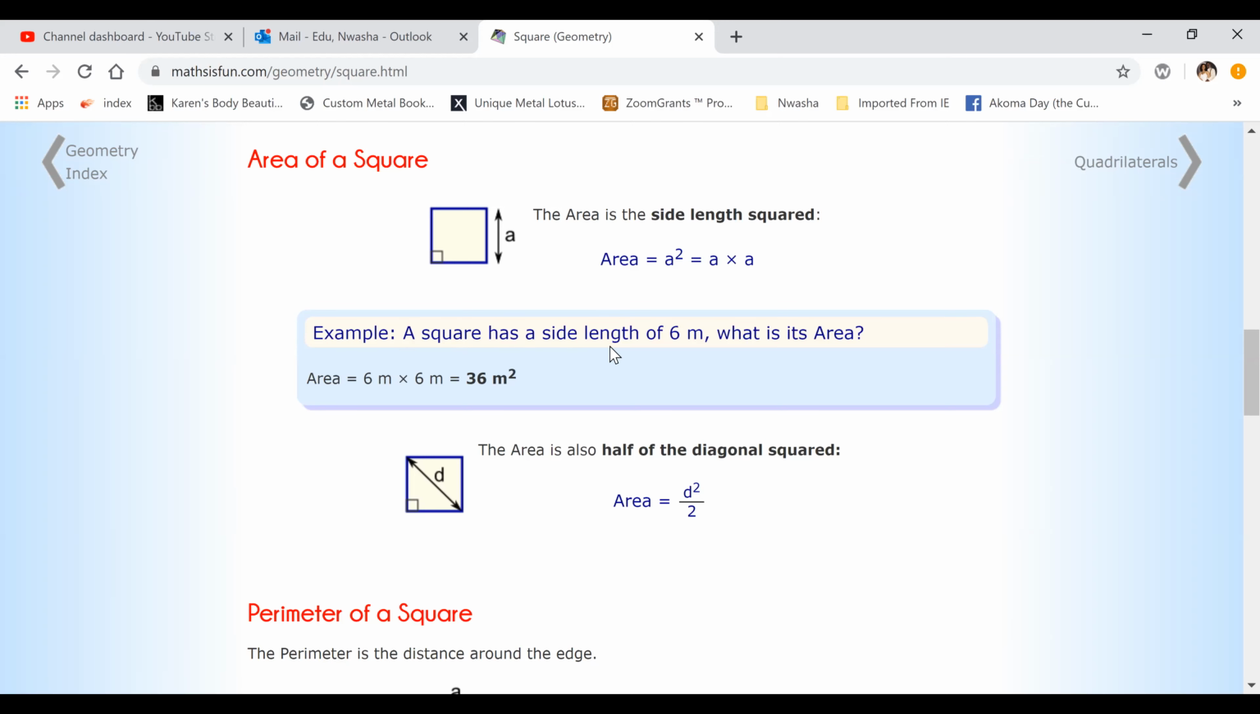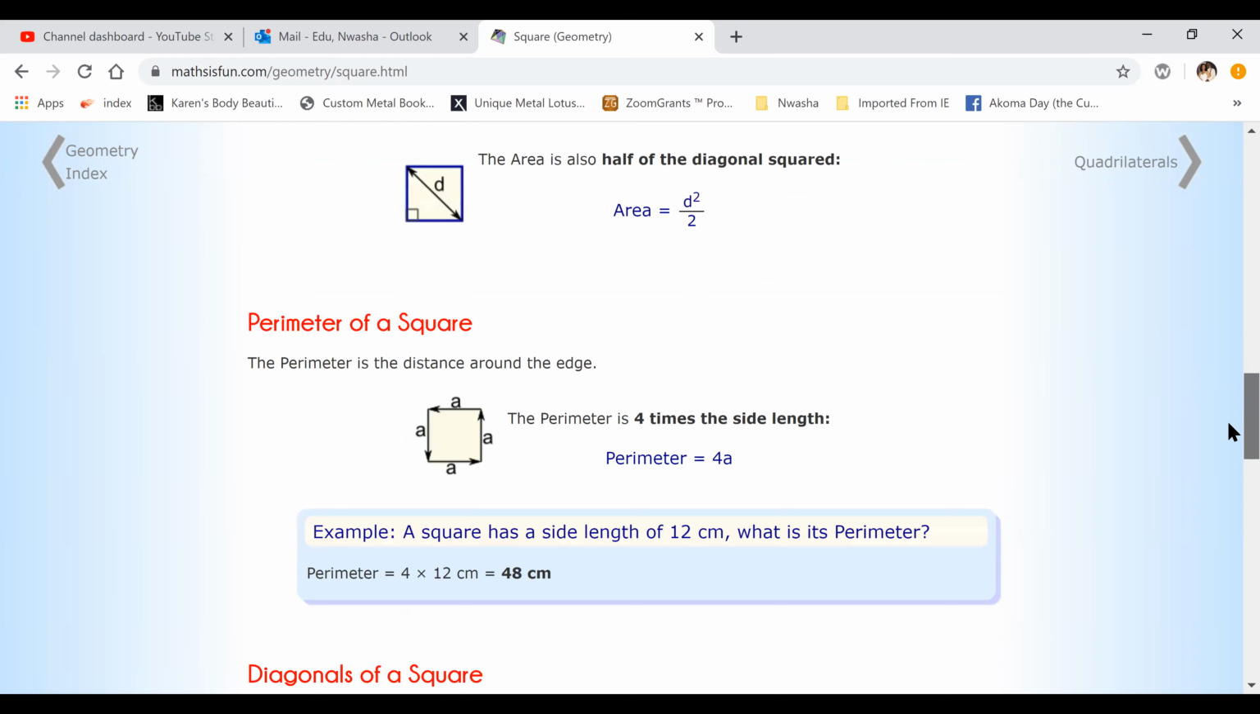So this one says a square has a side length of 6. What is the area? Instead of thinking that you need a width and a height, you only need to know one side because it's a square. So you're just going to say 6 times 6 is 36. Here also they're talking about the diagonal. The area is also half of the diagonal squared. So now this is half of the diagonal squared in symbols. The diagonal with the little 2 is squared, and then half of that is the fraction bar for division, so divided by 2. So if you see this formula, that is the formula for the diagonal.